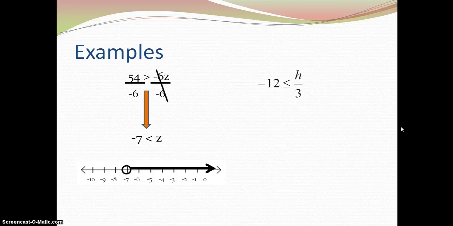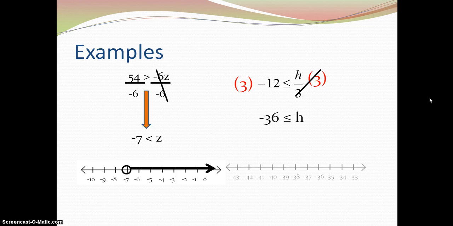One more problem. If we have negative 12 is less than or equal to h divided by 3. Since we have ourselves a division problem, we need to multiply both sides by 3, just like we did with our regular one-step equations. So what happens here, though, is we are multiplying both sides by a positive number. So even though the number on the left-hand side here is negative, that does not mean we need to flip. Because we're multiplying by a positive, we actually are not going to flip. So those 3's on the right-hand side cancel because we get 1, and we have negative 36 is less than or equal to h. So once again, we're going to have our number line.